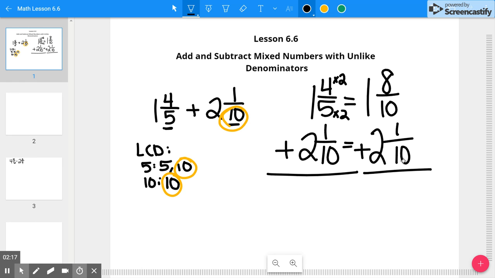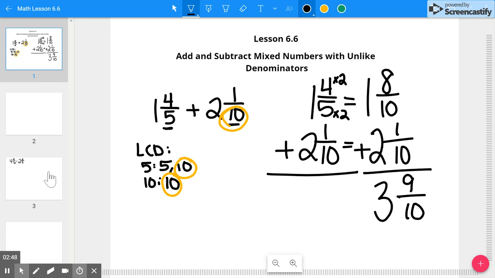Now that I have common denominators, I can add. And when I add mixed numbers, I first start by adding the fractions. So I'm saying 8 plus 1 is 9. The denominators stay the same. And then I move to my whole numbers. 1 plus 2 is 3. And I check to make sure that 9/10 is in simplest form, meaning is the only number I can divide the top and bottom by 1? Yep, so 3 9/10 is my final answer.